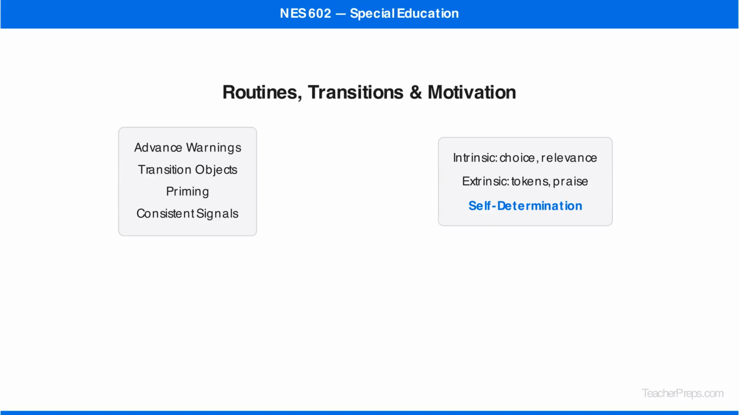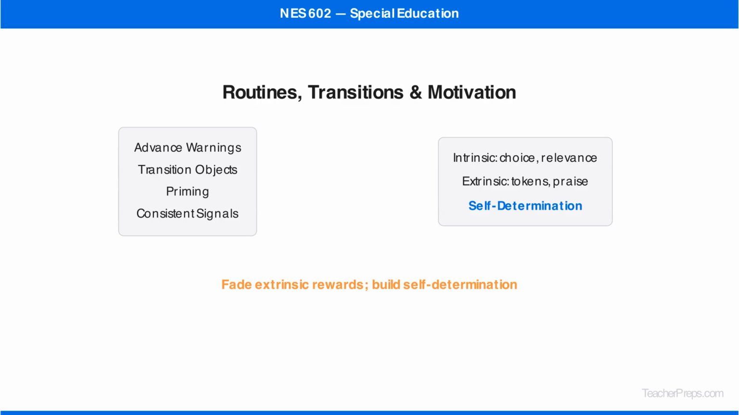For student motivation, understand the difference between intrinsic and extrinsic motivation. Intrinsic motivation comes from internal drive, fostered by choice, relevance, and achievable challenges. Extrinsic motivation uses external rewards like token economies. Token economies are especially effective for establishing new behaviors, but should be systematically faded.